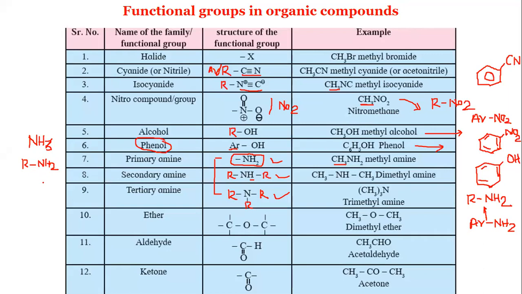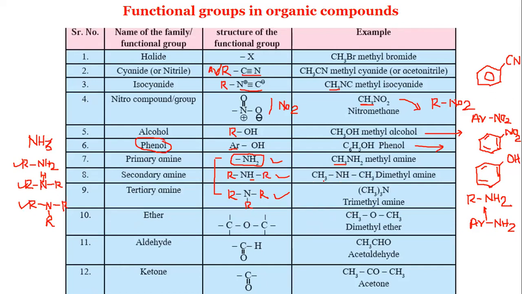Then again I am reducing one hydrogen and I am adding one another R group, RNHR. So this is the secondary amine. So again I am removing one hydrogen and I am adding one R group. This becomes tertiary amines. So there is one chapter, amines, in 12th standard. So this is primary, this is secondary, and this is tertiary amines. Okay, examples are also given here.